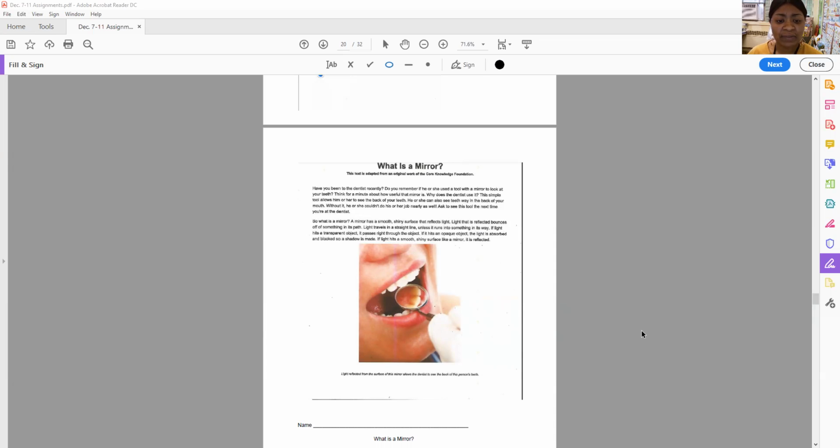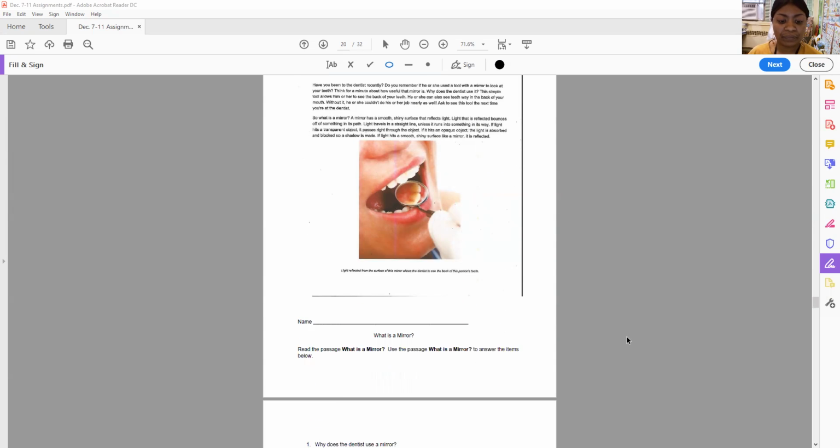So, what is a mirror? A mirror is a smooth, shiny surface that reflects light. Light that is reflected bounces off of something in its path. Light travels in a straight line unless it runs into something in its way. If light hits a transparent object, it passes right through the object. If it hits an opaque object, the light is absorbed and blocked, so a shadow is made. If light hits a smooth, shiny surface like a mirror, it is reflected.